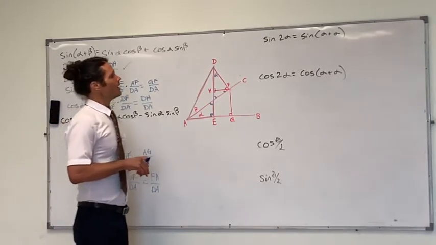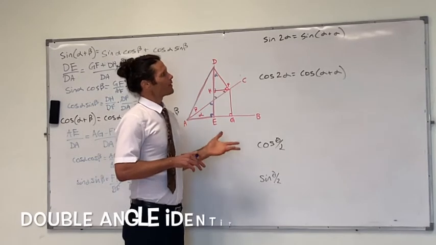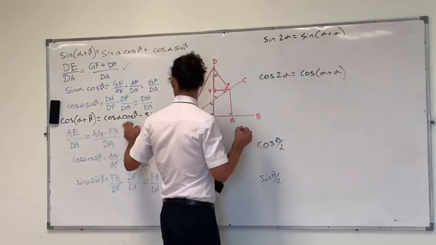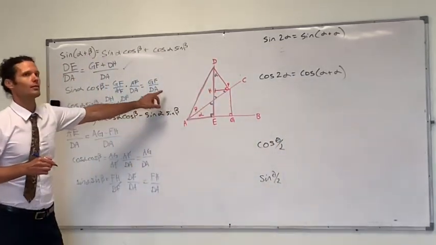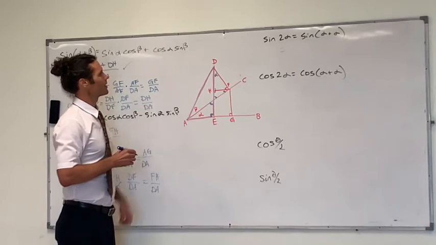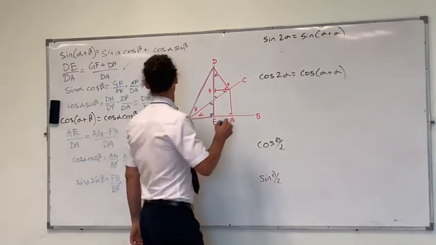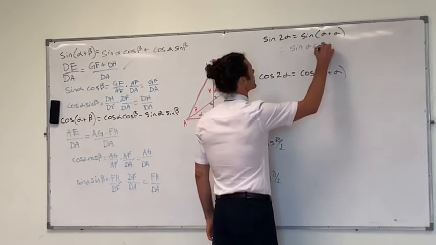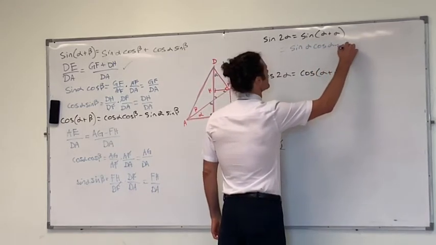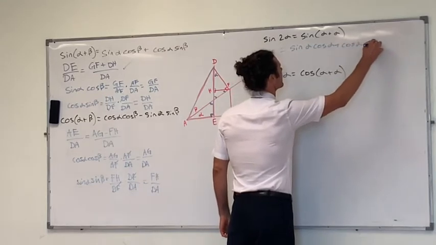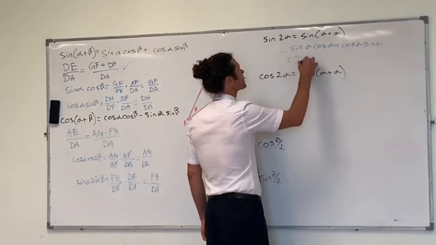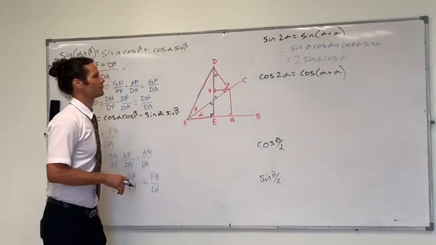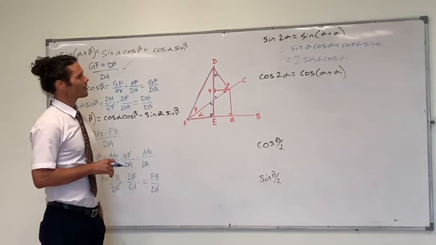All right. Moving along, we've got sine 2 alpha. Well, this is just sine alpha plus sine alpha. And so we can plug that back into our identity here. Sine alpha plus sine alpha is going to be sine alpha cosine alpha plus cosine alpha sine alpha, or 2 sine alpha cosine alpha. That was easy enough. Moving along, cosine 2 alpha.